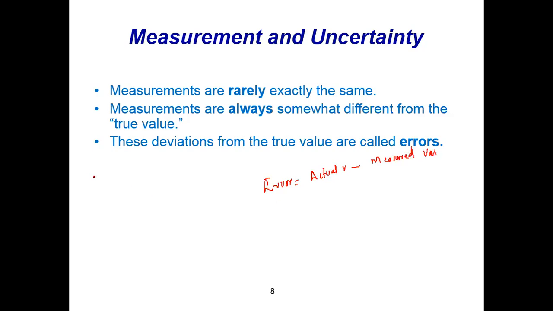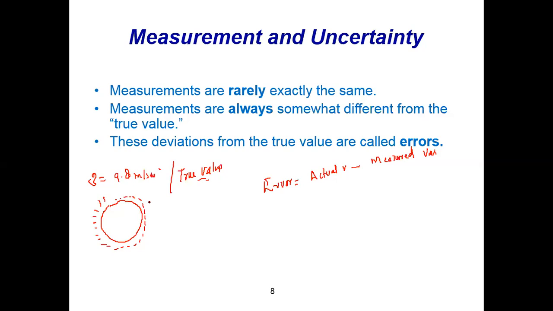For example, we have the G value. G is 9.8 meters per second squared. This is the average value. Near the surface of Earth, the G value is 9.8. This is the actual value. We also call this the true value, original value, or actual value.